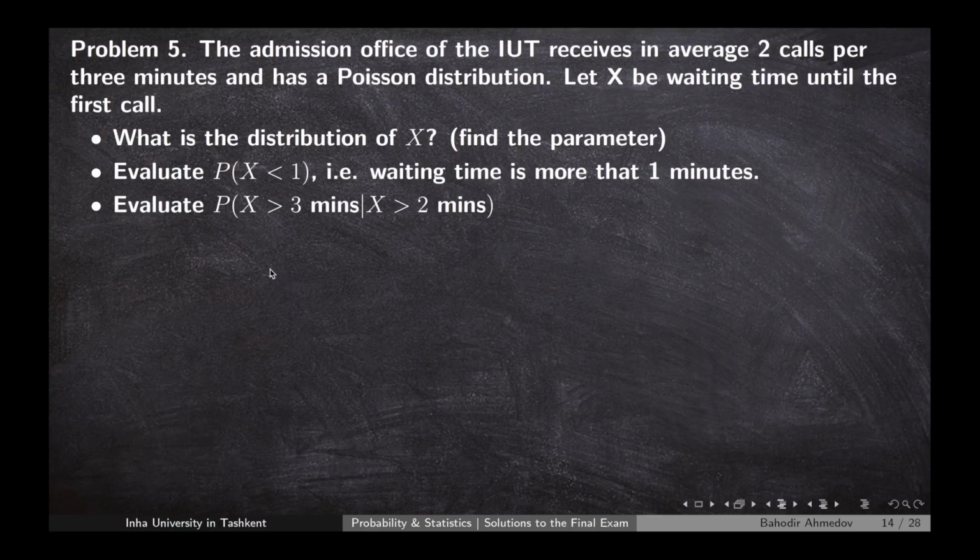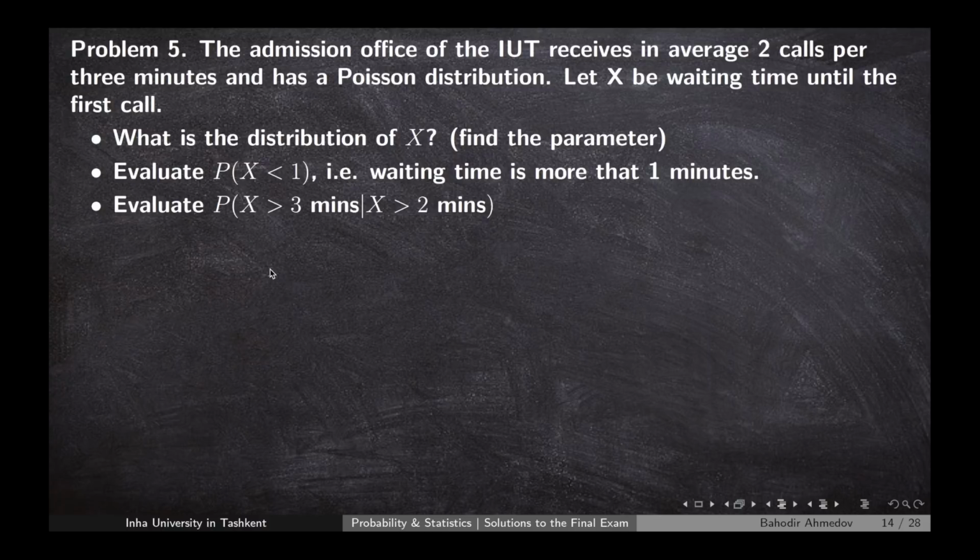Basically, what is the distribution of x and what are the parameters of this distribution? What is the probability that the waiting time between 2 consecutive calls is less than 1 minute? And what is the probability that the time between 2 consecutive calls is more than 3 minutes if they have already waited for more than 2 minutes?